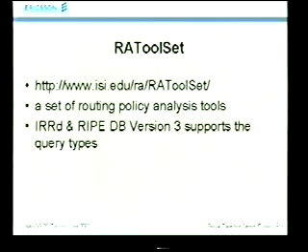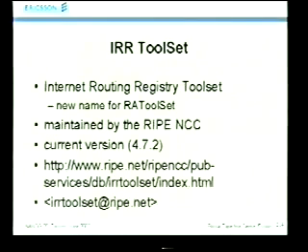The RA toolset has now been maintained by the RIPE NCC, and they rebranded it the Internet Routing Registry toolset. But I think they're going to do more than just rebrand it. They're actually extending the functionality. The current version is 4.7.2. That was released, I think, in April of this year. There's more information available at this URL, and there is a mailing list, irrtoolset@ripe.net.